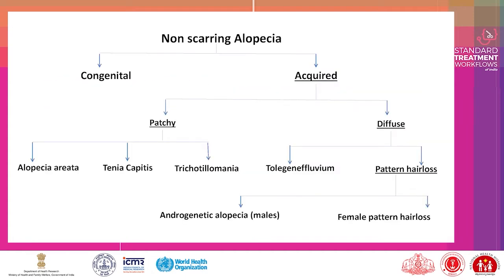Non-scarring alopecia includes congenital and acquired. Acquired is of two types, patchy and diffuse. Patchy alopecia includes alopecia areata, tinea capitis, and trichotillomania. Diffuse non-scarring alopecia includes telogen effluvium and pattern hair loss. Pattern hair loss is of two types, androgenic alopecia in males and female pattern hair loss.